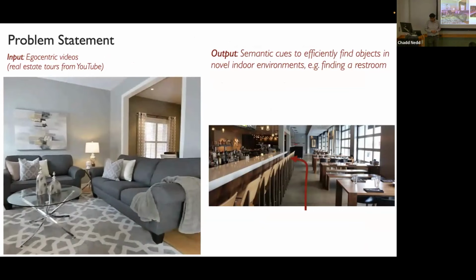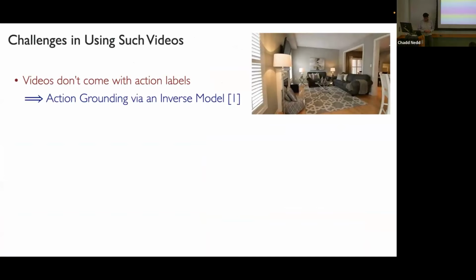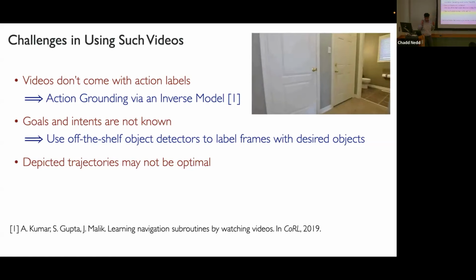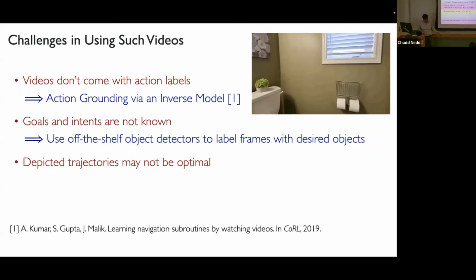Okay, now again, this has the same challenges as we had before, right? So I'm not going to talk about them again. But in this case, an additional challenge that comes about is that depicted trajectories may not be solving the task we want to solve, right? These videos are put online for people to show off their apartments, not to find shortest paths to specific sites in their apartments, right?